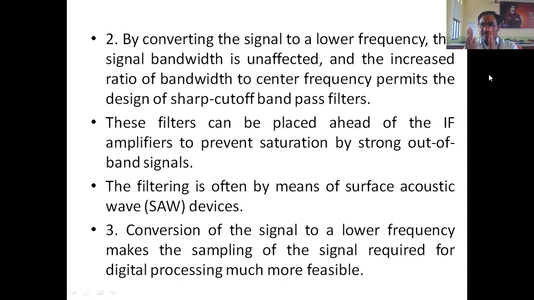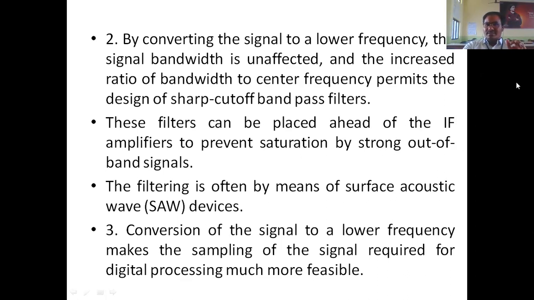But the bandpass filter bandwidth remains the same, because we cannot change the filters all the time. Once a bandpass filter is chosen, its higher cutoff frequency and lower cutoff frequency will remain the same. Whether the signal is at a high level or at a lower level, it will maintain a sufficient bandwidth. And these filters can be placed ahead of the intermediate frequency amplifiers to prevent saturation by the strong out of band signals.